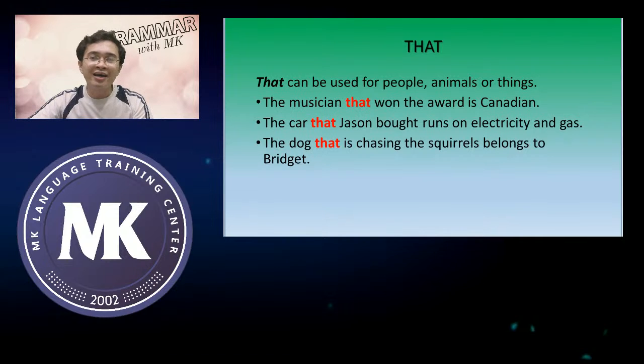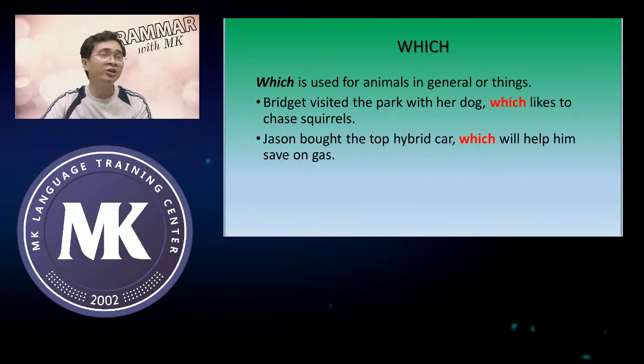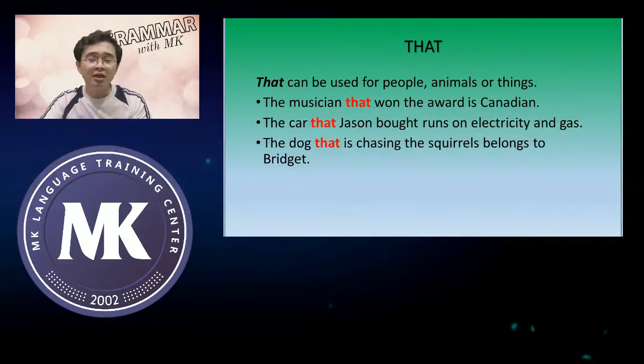And that can be used for people, animals, or things. Okay, guys, as you notice, we have that and which here. Which can also be used for animals and things, and that can be used for animals or things. Also, we have people here for that. So for that and who, you can interchange them. It's possible because for people we can use who or that, but in my case, to be safe, I want to use who. Who is better than that.